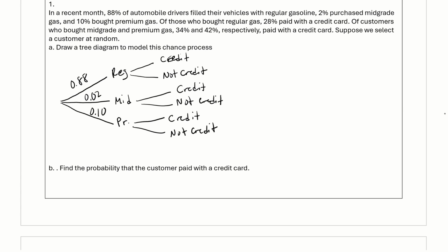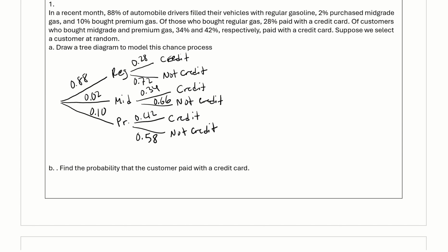All right, so it says of those who bought regular gas, 28% paid with a credit card. So that means 72% without. Of the customers who bought mid-grade and premium, you got 34% for credit and 42% for credit. So then that means mid-grade, this has got to be 0.66, and then this has got to be 0.58 because they have to add up to 1.